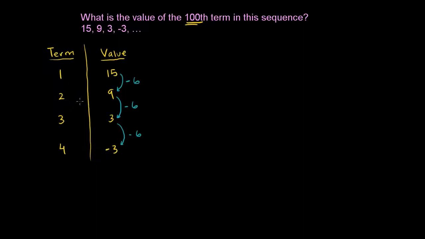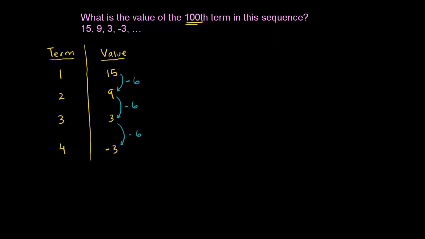So the second term is going to be 6 less than the first term. The third term is going to be 12 less than the first term, or 6 subtracted twice. In the fourth term, you subtract 6 three times. So whatever term you're looking at, you subtract 6 one less than that many times.